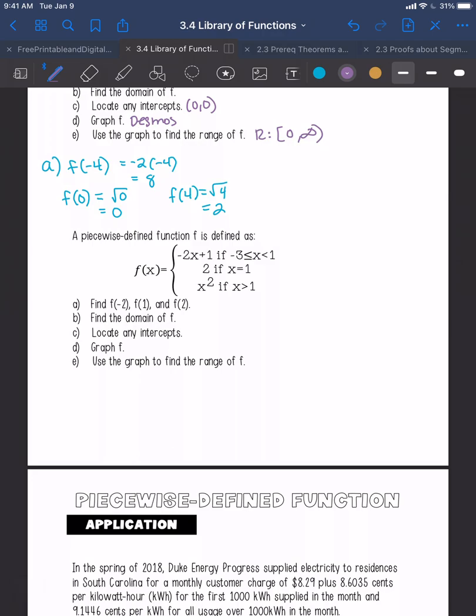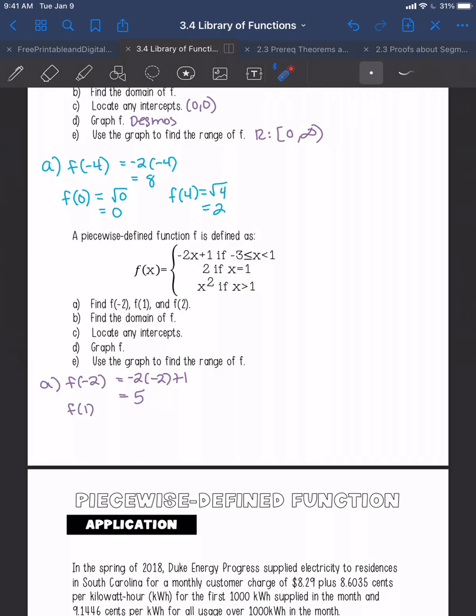So finding f of negative 2, negative 2 means we're going to use the first equation here because it falls within this domain. So we're going to take negative 2 times negative 2 plus 1, which is 5. f of 1, well, when x is 1, the function is valued at 2. So f of 1 equals 2. And f of 2, we're going to use this here. So 2 squared is 4. So f of 2 is 4.